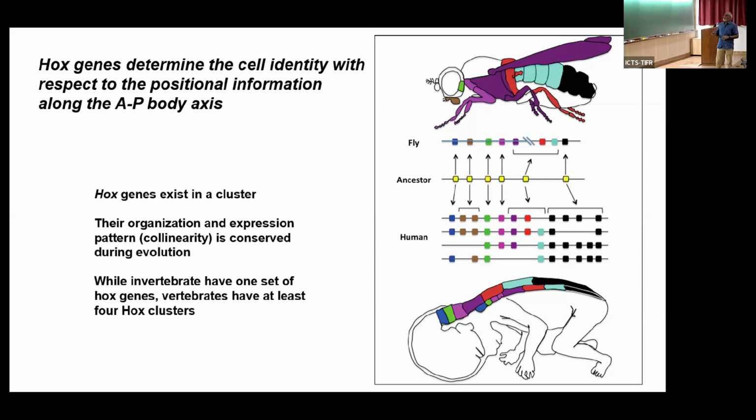What is interesting is that there is a color code here: genes at this end of the complex make the posterior end of the fly, and this end of the complex makes the anterior end, and the same thing happens in vertebrates. So nature knows only one way of deciding the anterior-posterior body axis, and this is through a cluster of genes. Vertebrates have 4 clusters, while invertebrates have only one cluster.